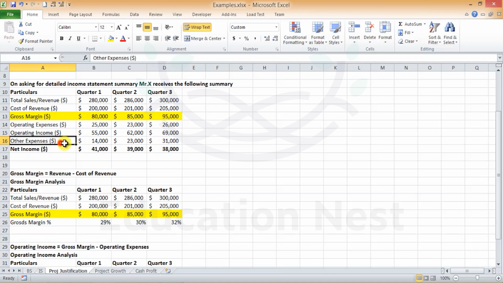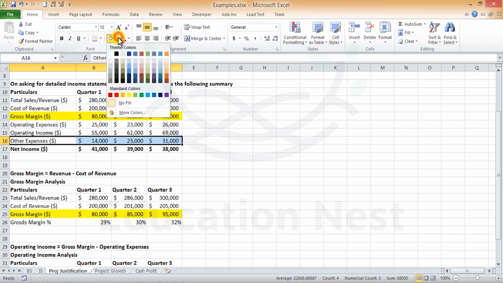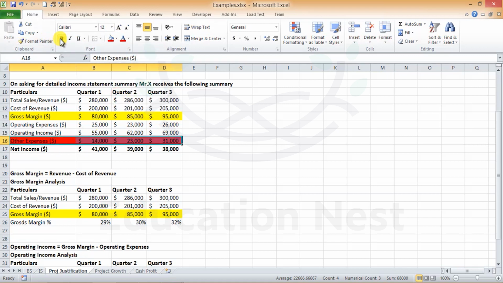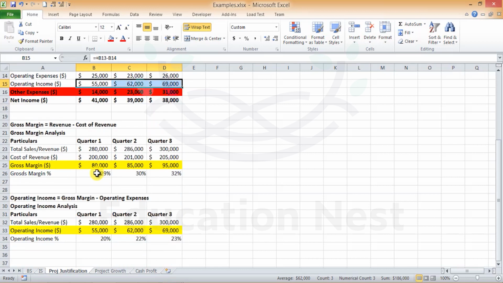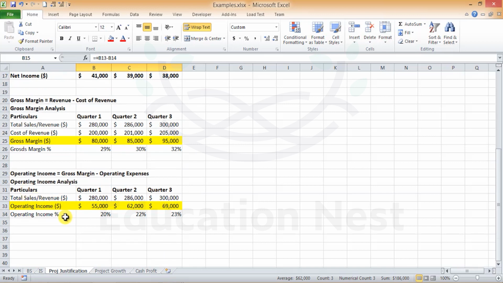First of all, these other expenses are not relevant to the project. So the project manager X cannot be blamed for the increase in the other expenses. In fact, you can say that if the project manager X project did not exist, the other expenses would be a burden on the other projects because of the operating income of 55,000, 62,000 and 69,000. The other expenses have been absorbed substantially by the project. And if we just compute the operating income analysis, we can say that project manager Mr. X's project is performing in an absolutely brilliant manner because it's giving an increase in the net profit, operating income profit and the gross margin every quarter on quarter.